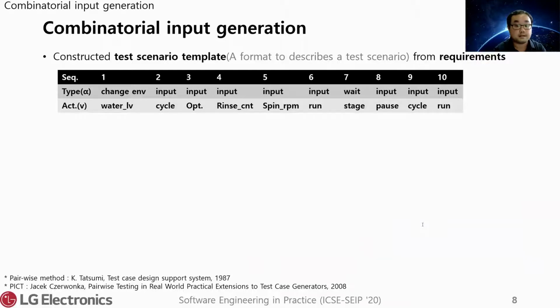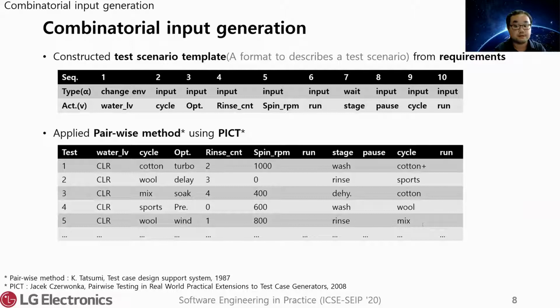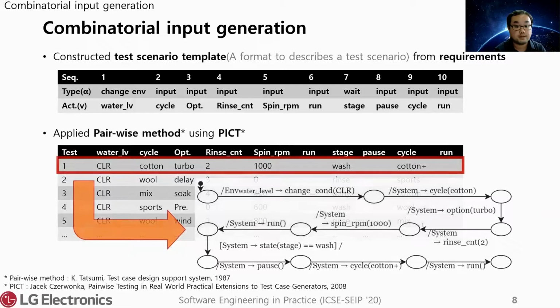The second part is the combinatorial input generation. We first construct the test scenario template from software requirement and generate combinatorial inputs using pairwise method. Each test sequence is translated into an input state machine.